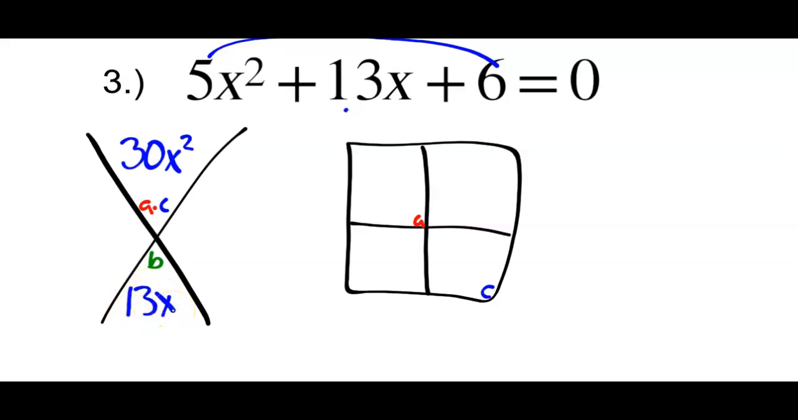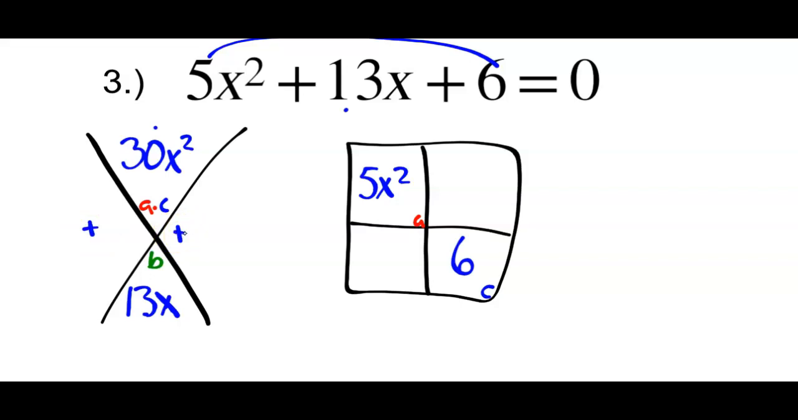I have got my A, which is my 5x squared, and my positive 6 is my C. And now I'm ready to rock. So I need to find numbers that multiply to 30 and add to 13. Because they're both positive, I can guess that these are going to be both positive.